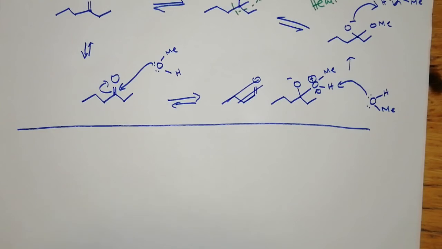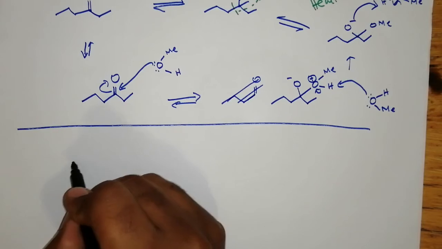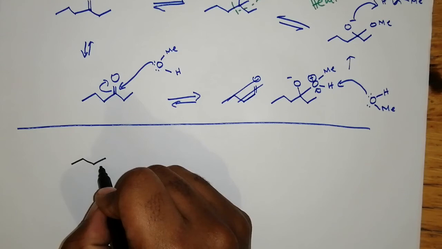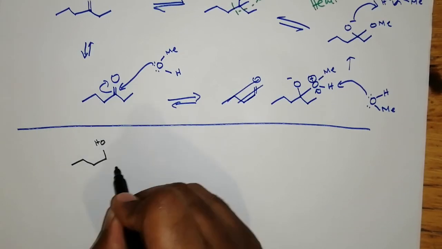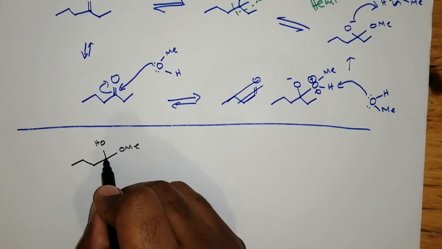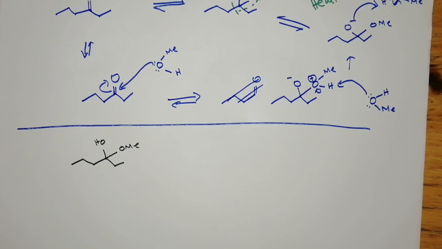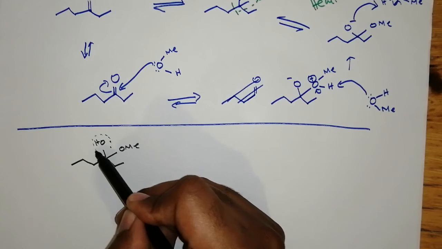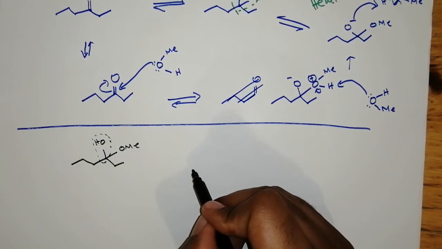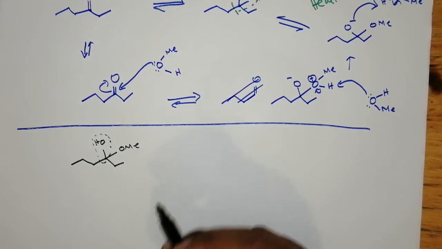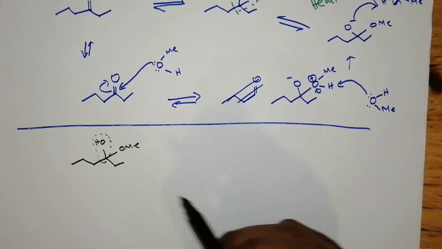Let me use another color for that. We are wrapping up. So let's say you got this, OH, OMe. From here, the question says, what reagents made this? What I want you to know is that where there is an OH, that is where there was a carbonyl. Don't be tempted to say it was this one.